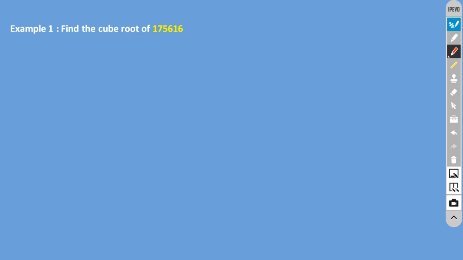Let's take an example, 1728. Here we have a 4-digit number. Try to find the cube root of this number. Pause the video and try it. I hope you have found the cube root of 1728. If you haven't, don't worry about it, just enjoy the ride.